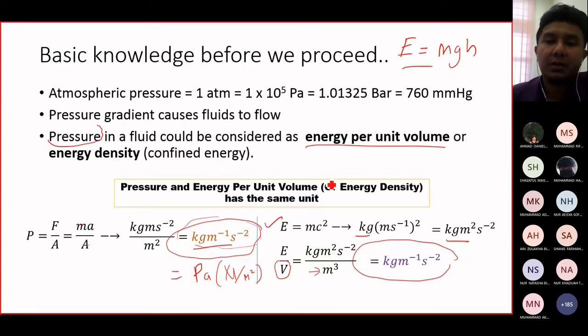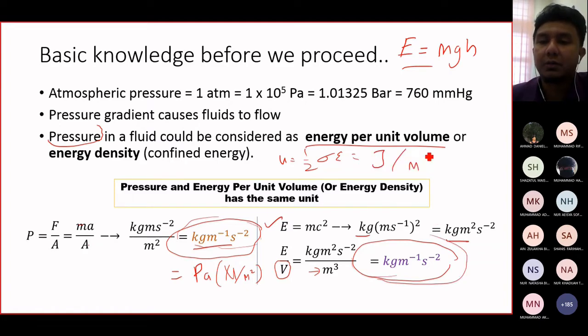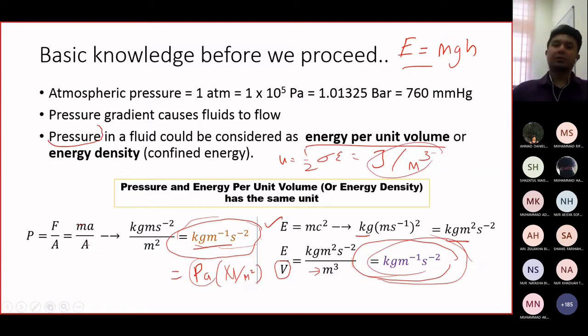So that's why strain energy per unit volume has this formula, joule per meter cube. Same like Pascal, we don't want to write all this, so we say joule per meter cube. Energy is joule. Now we have proven that pressure is also a form of energy. It is confined energy.